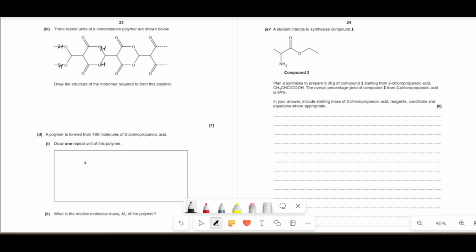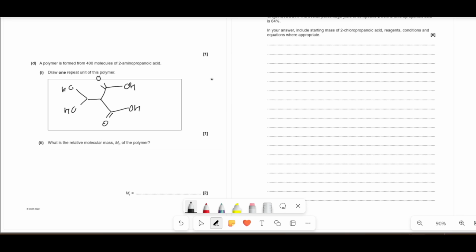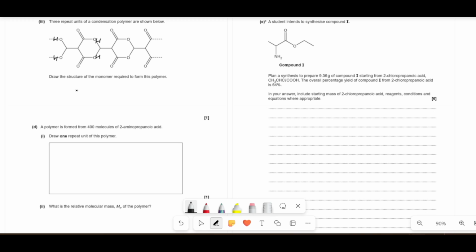So one of the monomers must have been this, HO, and then this. Oh, sorry, now I'm doing skeletal, whoops. Make the bends a bit more obvious. OH, double bond O, and then there, double bond O, OH. Like that, there you go. What is the relative molecular mass of this polymer? So based on that alone, it's going to be this, OH, OH.